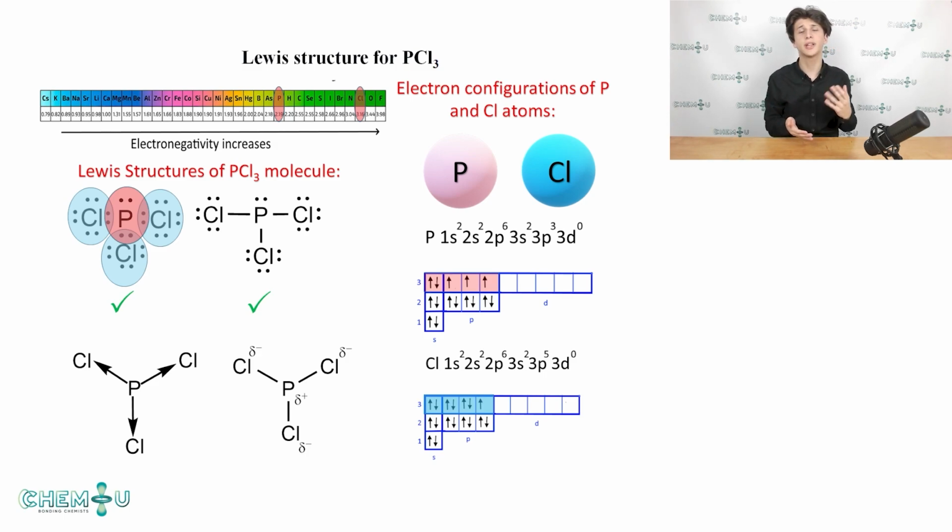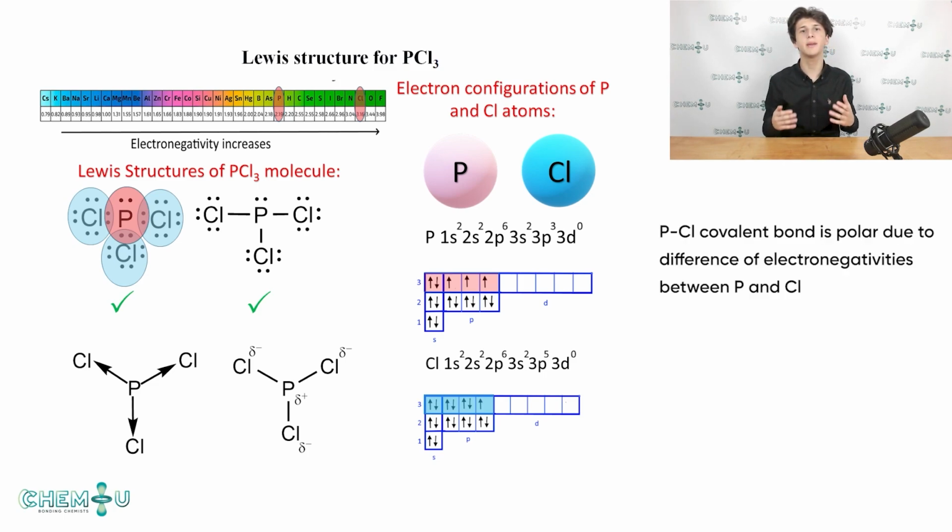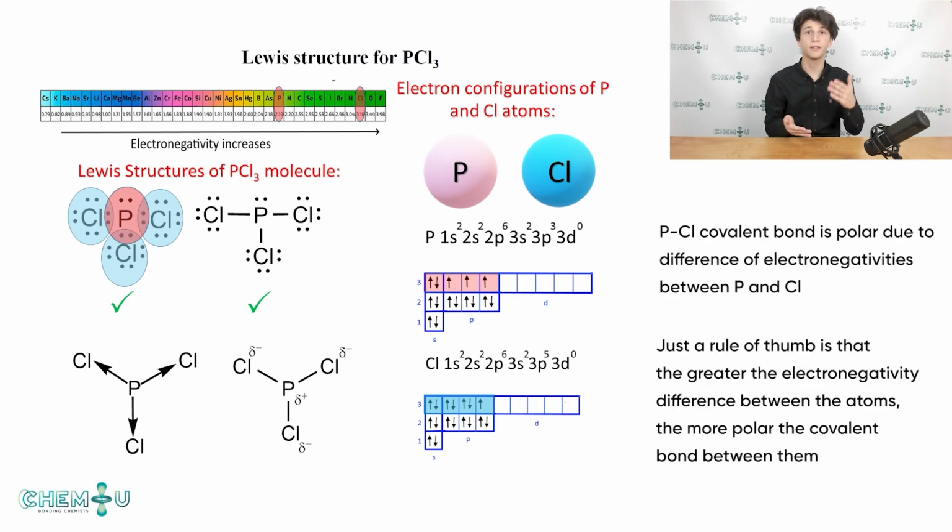P is less electronegative than chlorine, meaning that electrons are pulled stronger by chlorine. It leads to the unequal distribution of the electron density, so there is a more negative charge on chlorine atoms and a more positive charge is located on phosphorus. That's why we can name the P-Cl bond polar, and we can indicate it by using arrows or deltas as shown on the slide. Just a rule of thumb is that the greater the electronegativity difference between the atoms, the more polar the covalent bond between them is.